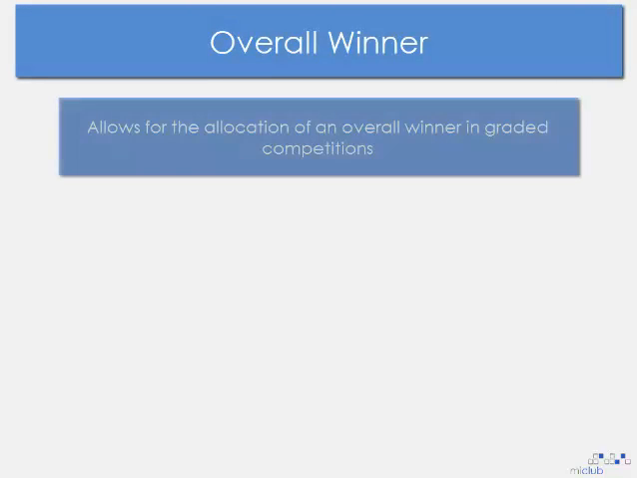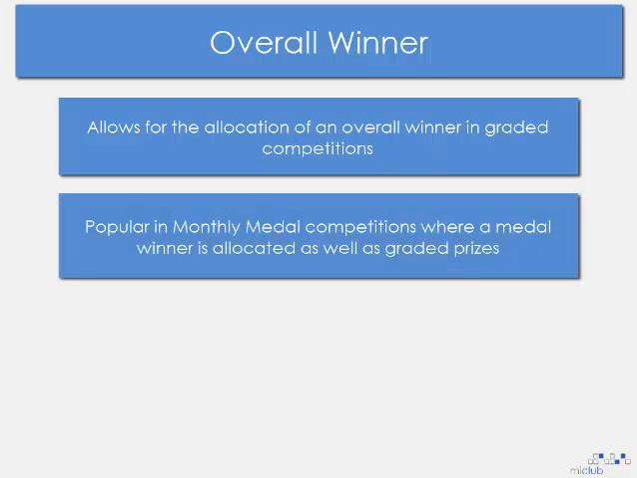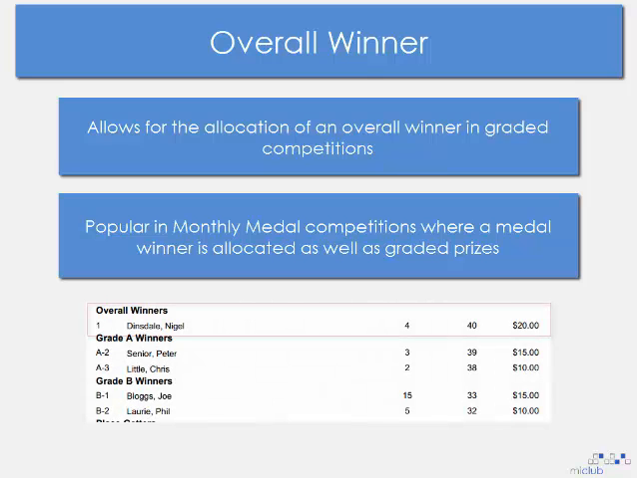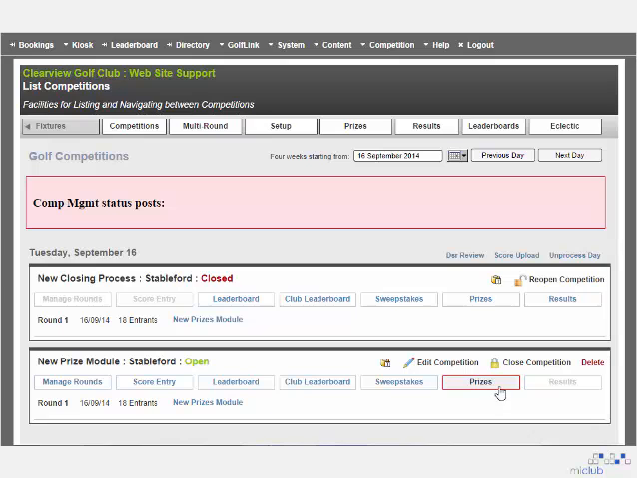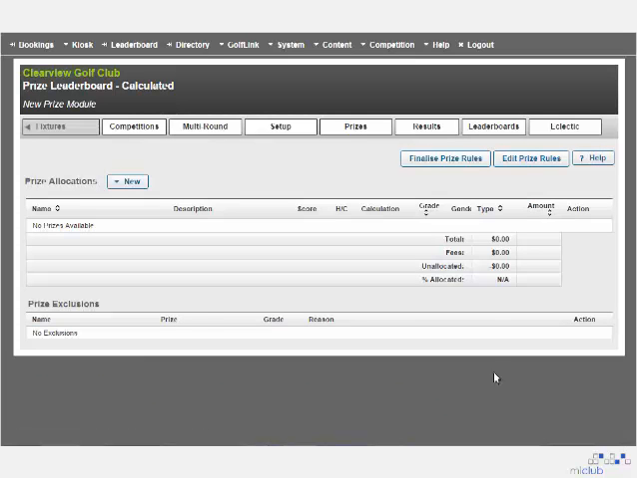The overall winner prize allocation functionality allows for the allocation of an overall winner in a graded competition. This is very popular for monthly medal events. Using the same navigation as previous, select prizes from the competition list and then the edit prize rules option in the top right hand corner.